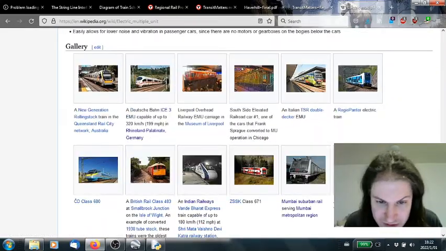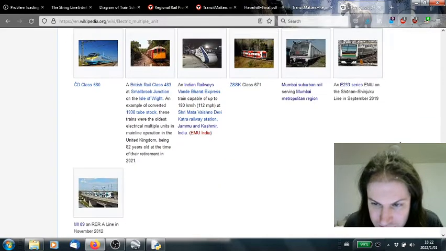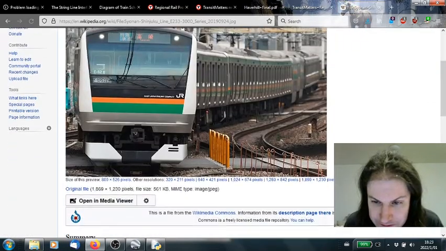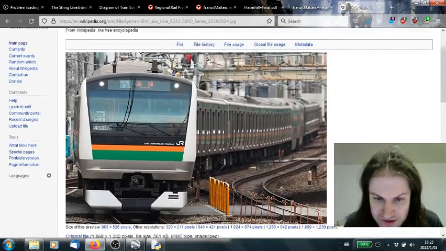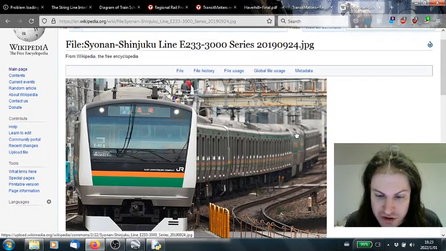Too many British things. What's a good pick? Ooh, this is good. This is really good. So this is a commuter train in Japan, something called the Shonan Shinjuku line.